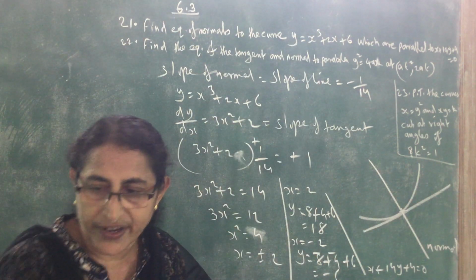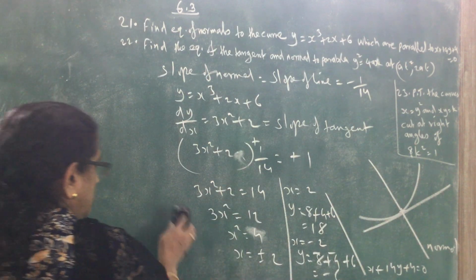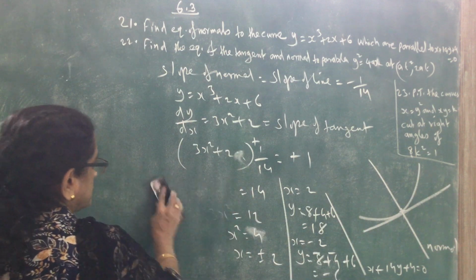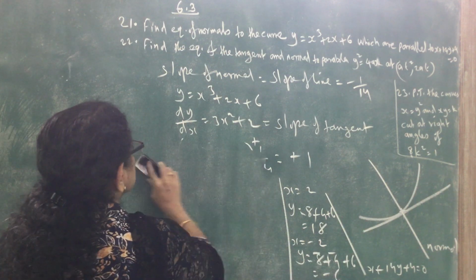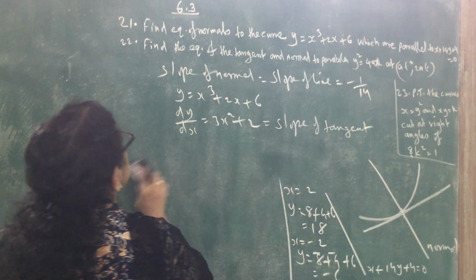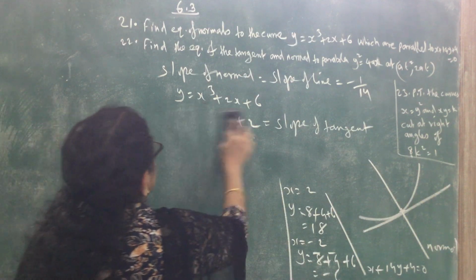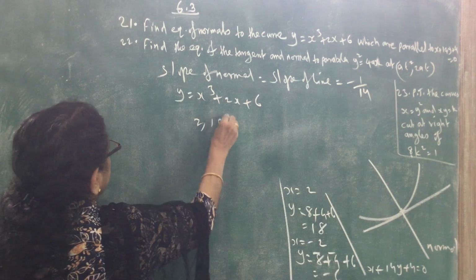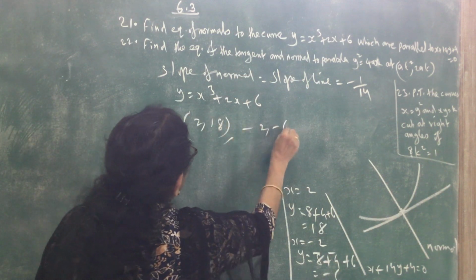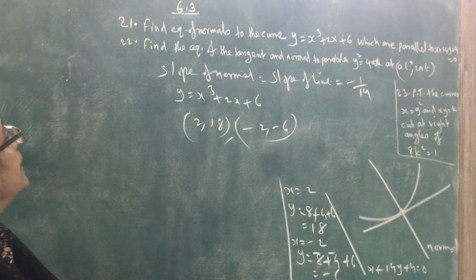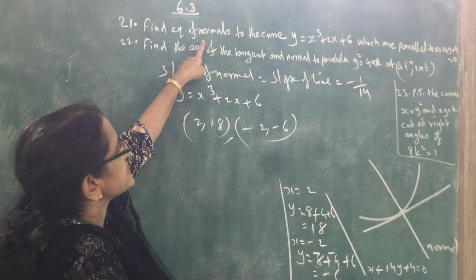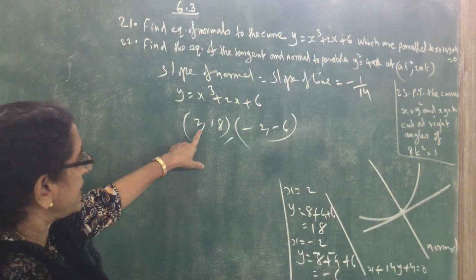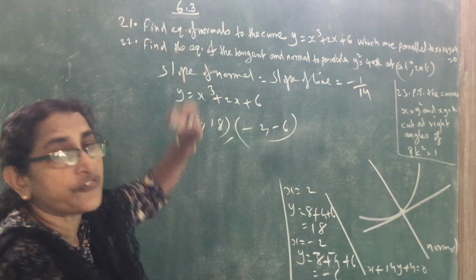So the 2 points are (2, 18) and (minus 2, minus 6). These are the 2 points at which the normals are parallel to that line. At these 2 points, we have to find the equation of normal.